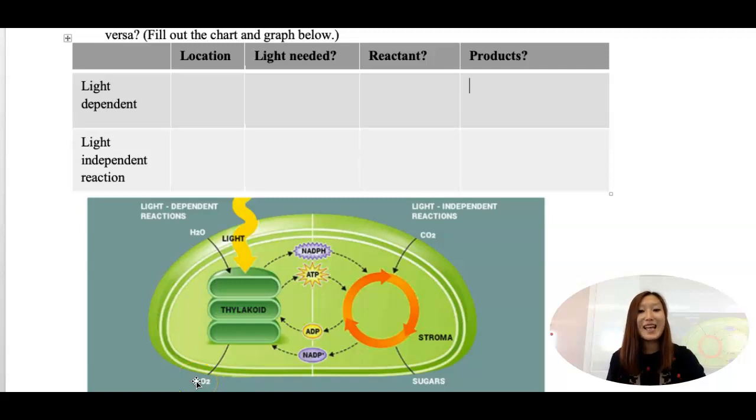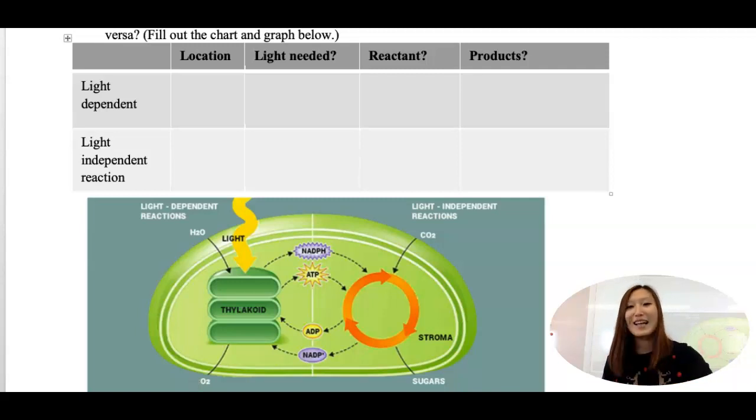Okay? You would not say light is a reactant because light is not matter. There's no atoms in there. You can use the energy to make something, but light is not going to transform into another thing because light is not a tangible thing. If it doesn't make sense, it's fine.